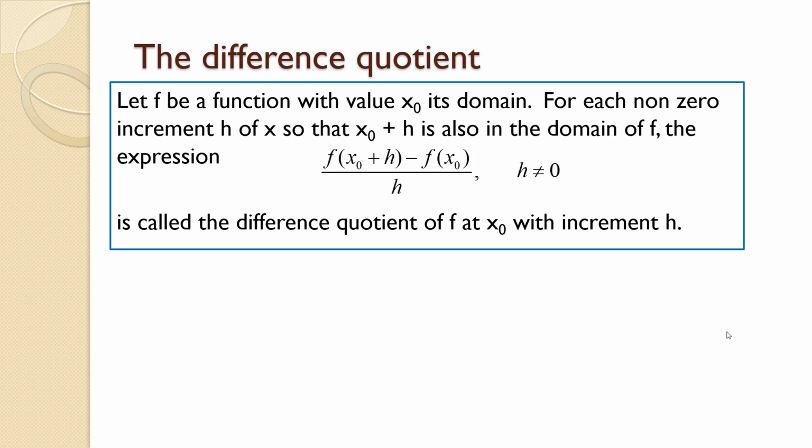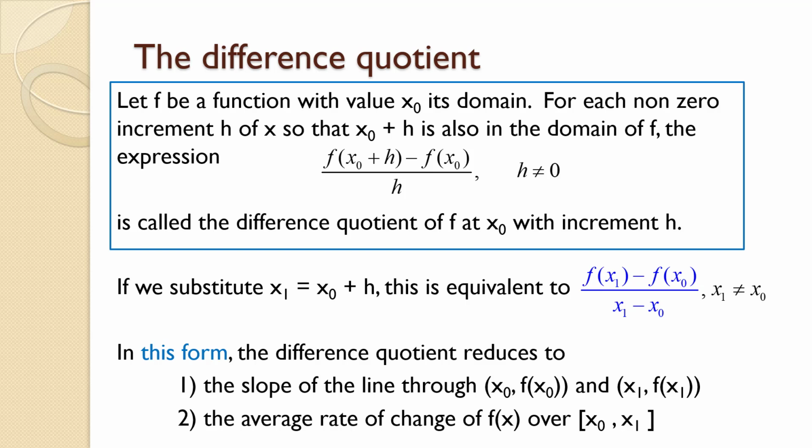Let f be a function with a value x0 in its domain for every single non-zero increment of x, so that x0 plus this increment is also in the domain of f. The expression f of x0 plus the increment h minus f of x0 divided by h is called the difference quotient of f at x0 with increment h. Now, written that way, it's not very familiar, but if you just replace x0 plus h with x sub 1, it's just equivalent to the slope of a line through two different points. And it's also actually the average rate of change of the function over the interval from x0 to x1.